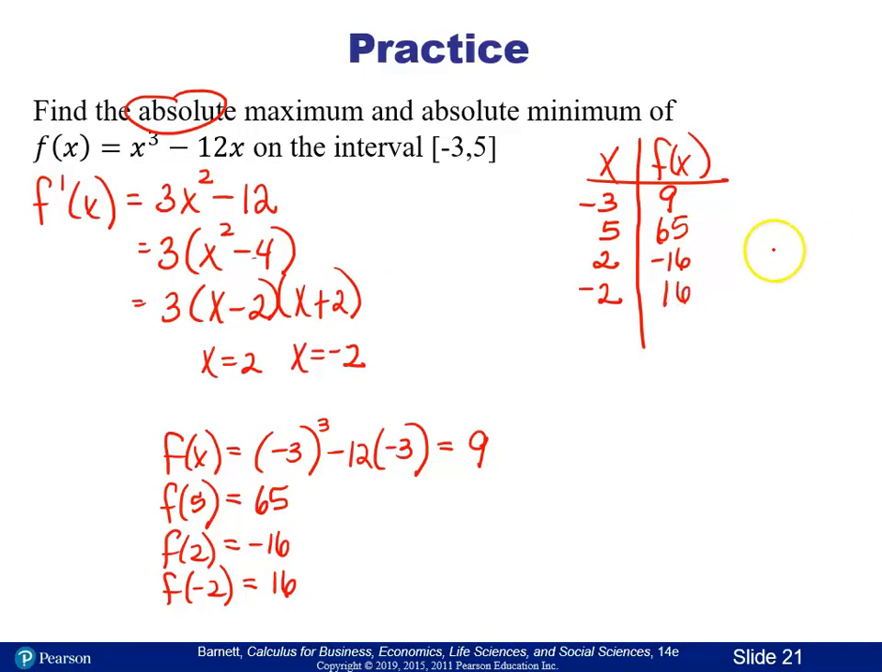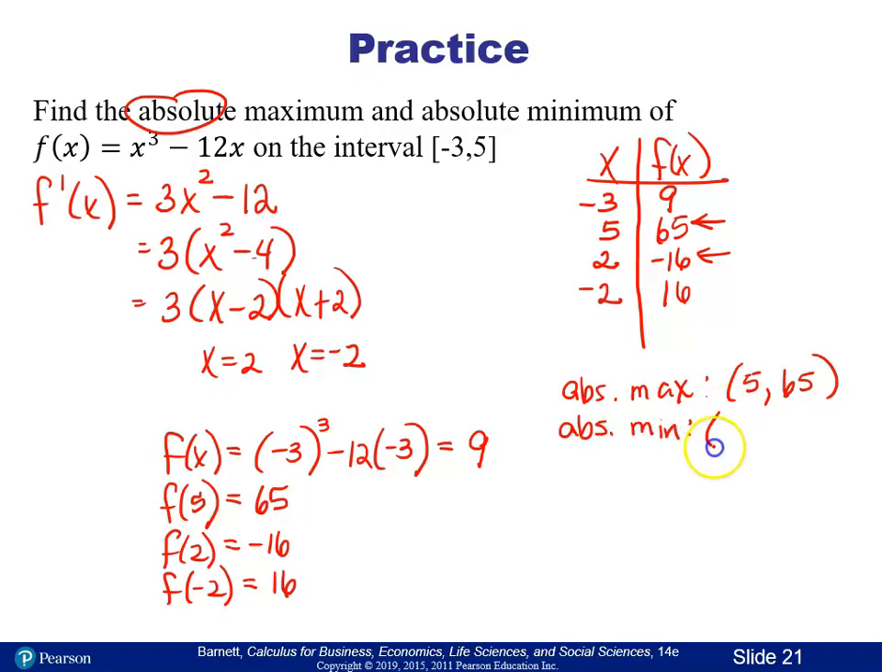Okay, so we can look at this and see this is our largest, so our absolute maximum is going to be at 5, 65. And then our smallest value is here, so our absolute minimum is going to be at 2, -16.